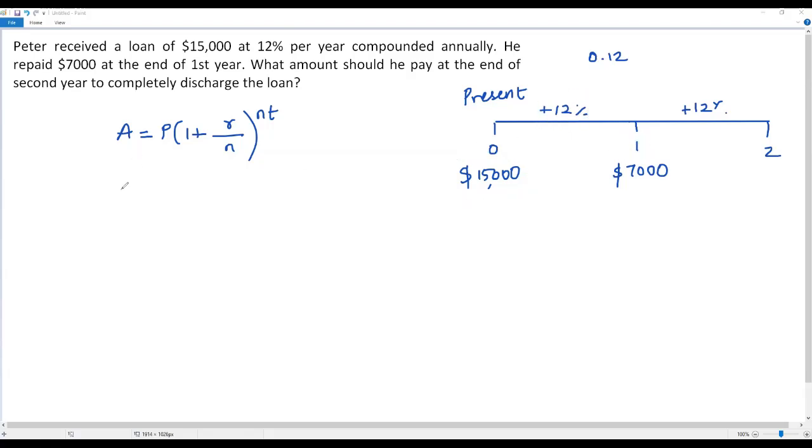Okay, let me do it with the formula. So this A represents the value of the loan after 1 year. So we have to plug in t equal to 1, and also substitute the values for the other variables as well.